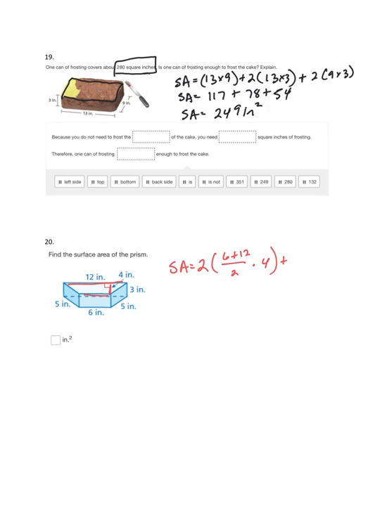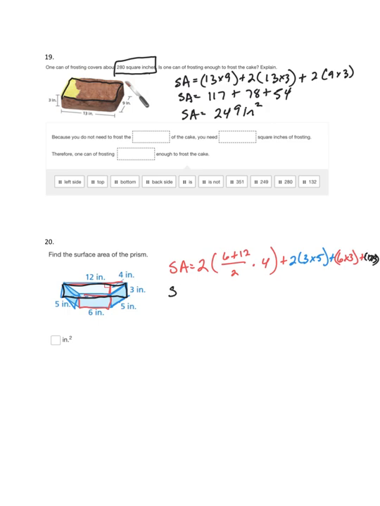Okay, so each of those are 6 plus 12 divided by 2, the average of the two bases, times 4, plus, let's see, we've got these rectangles right here. There are two rectangles that are 3 by 5, plus we have this rectangle here, which is 6 times 3, plus we have this big rectangle in the back, which is 12 times 3.